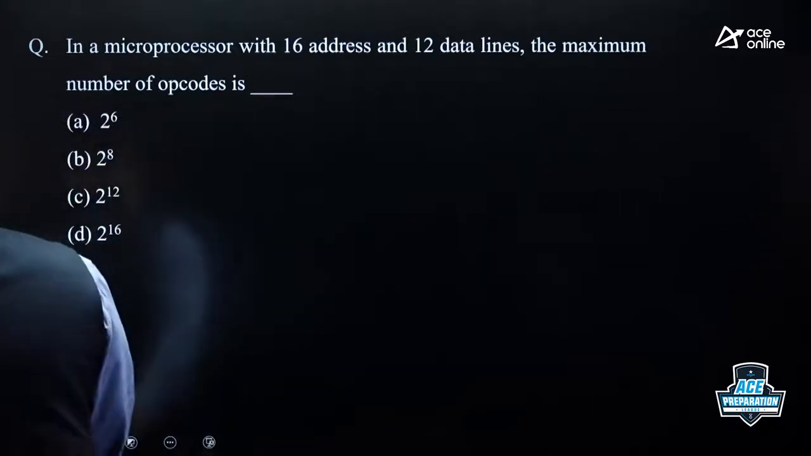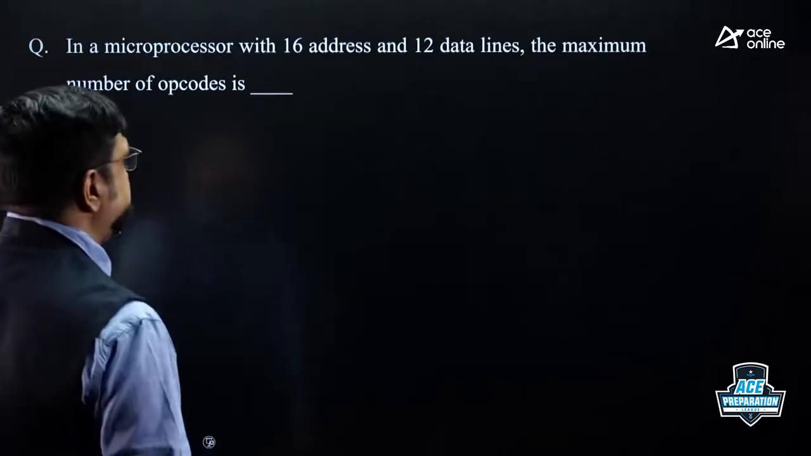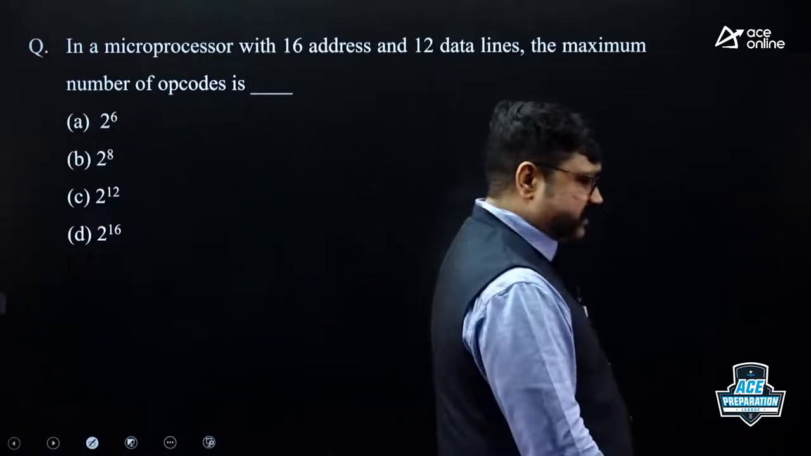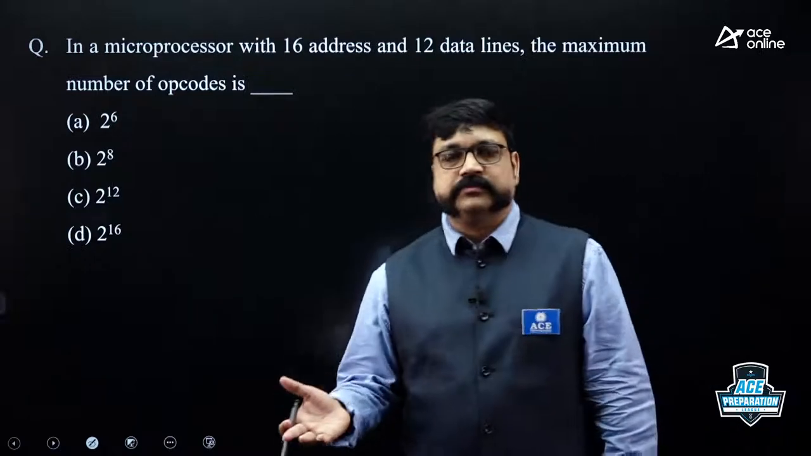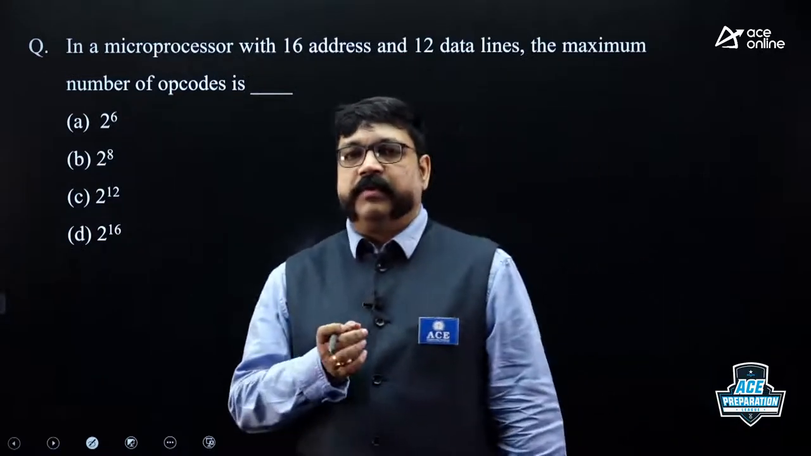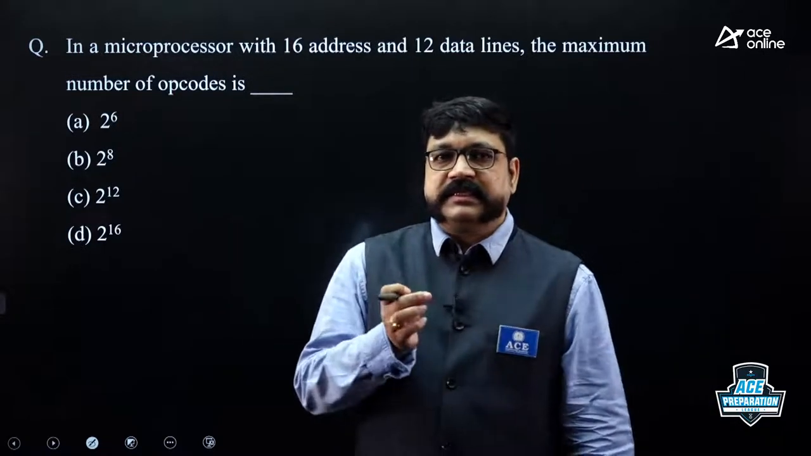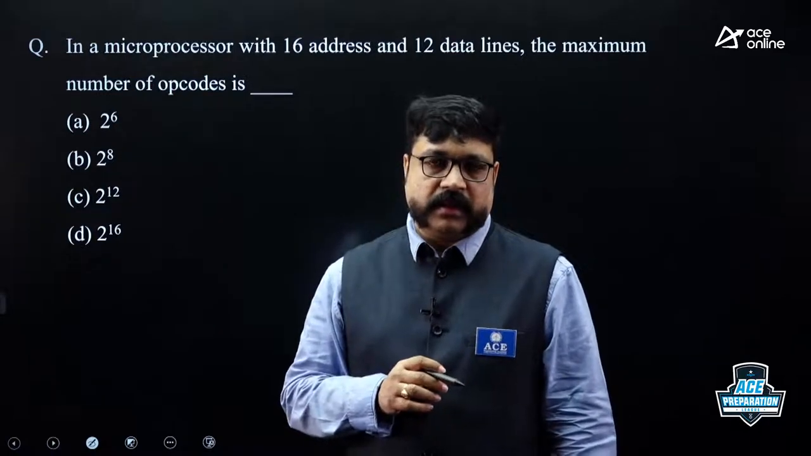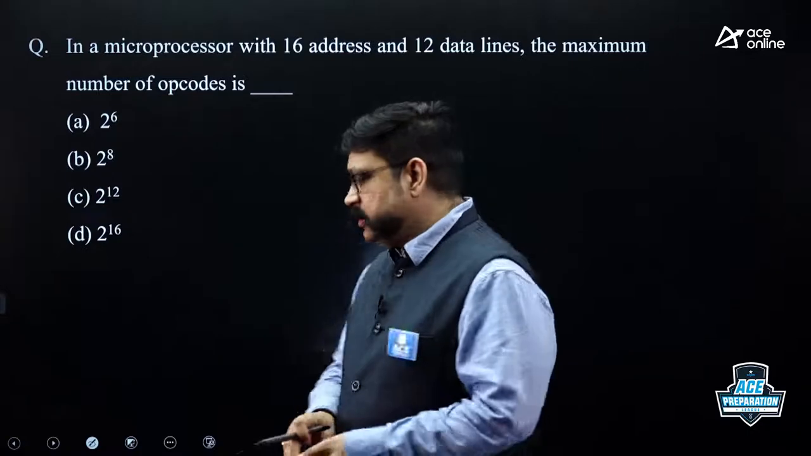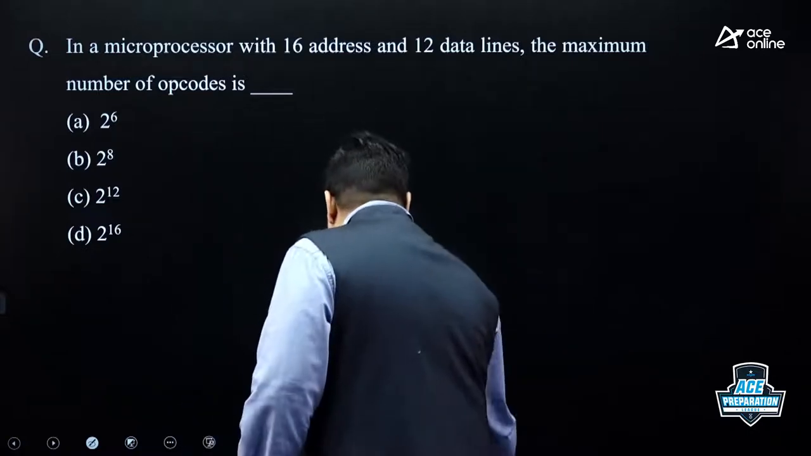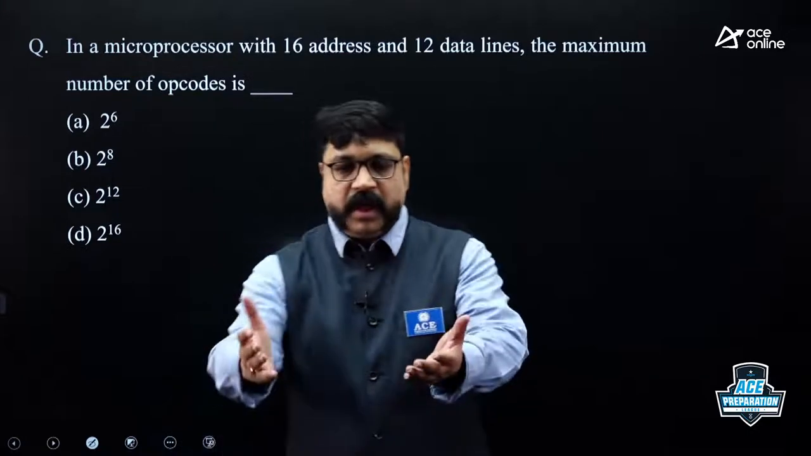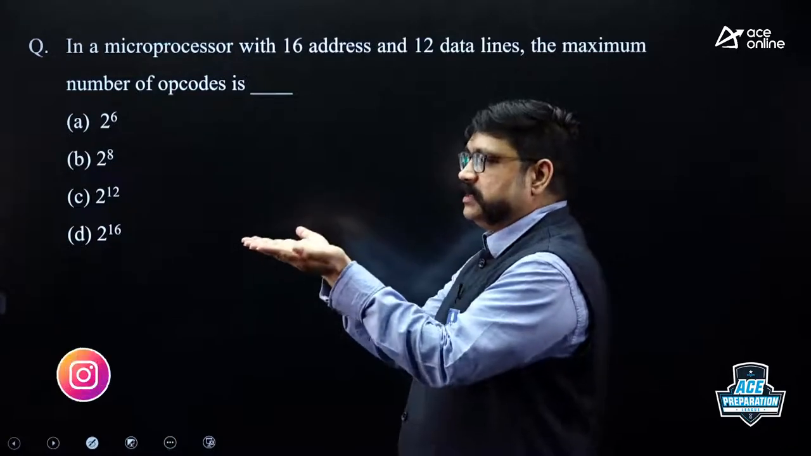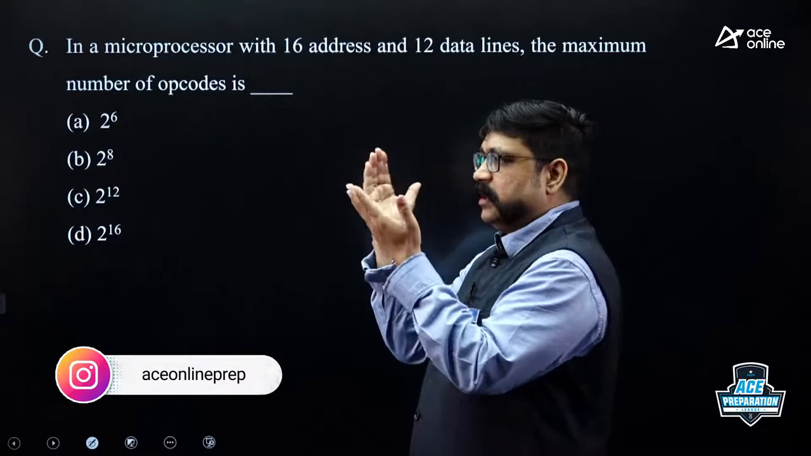In a microprocessor with 16 address and 12 data lines, the maximum number of opcodes is, this is a hypothetical microprocessor, please. The 8085 microprocessor has 16 address lines and 8 data lines. Suppose I am the microprocessor. I have two buses here. This is the address bus, this is the data bus, and a control bus will also be there.